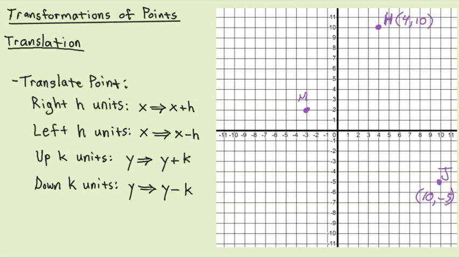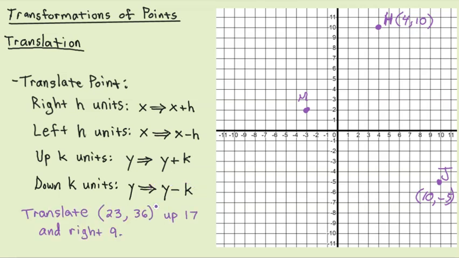So if you're translating to the right a certain number of units, the x coordinate is you're just gonna add whatever h is, whatever that number is, to x. The x coordinate is just gonna become larger, okay? If you're moving left h units, then the x coordinate is gonna get smaller. You're gonna subtract h from x. If the translation is gonna go up k units, then the y coordinate is going to get larger. It's going to become y plus k. And if you're going to go down k units, then the y coordinate is going to be y minus k.